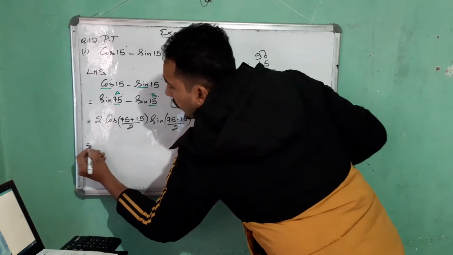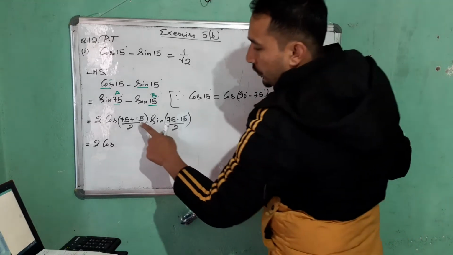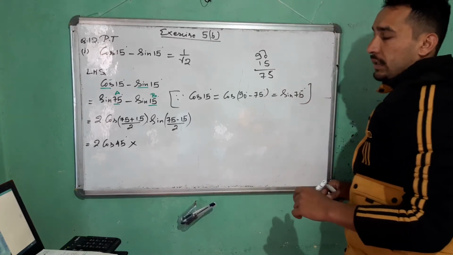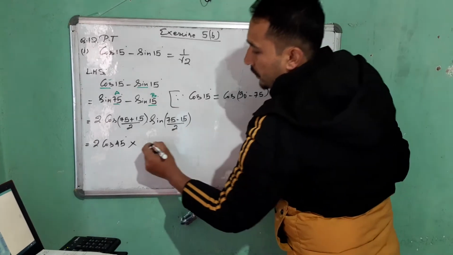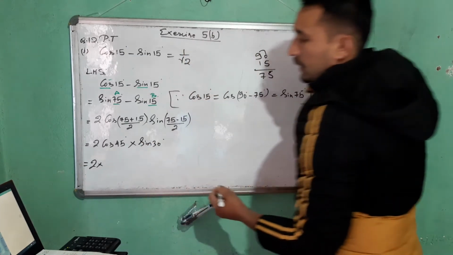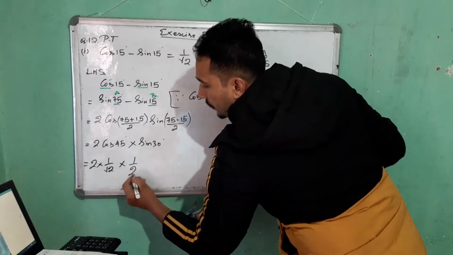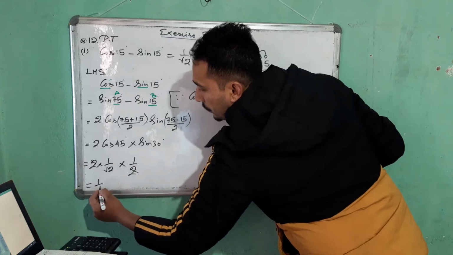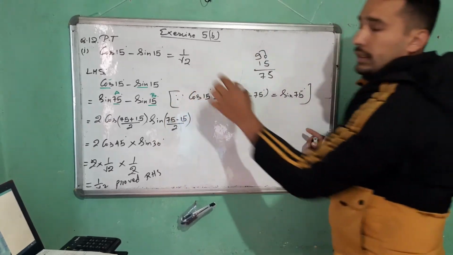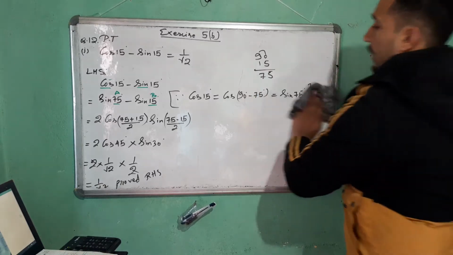So it will be equal to 2 cos, 75 plus 15 is how much? 90 by 2. 90 by 2 means 45 degree, into sine of 75 minus 15, which is 60, divided by 2 is 30, sine 30 degree. Okay, 2 into cos 45 degree is 1 upon root 2, into sine 30 degree is 1 by 2. This 2 and this 2 get cancelled, leaving 1 by root 2. Proved. RHS was 1 by root 2. Okay, so in this way you have to simplify.